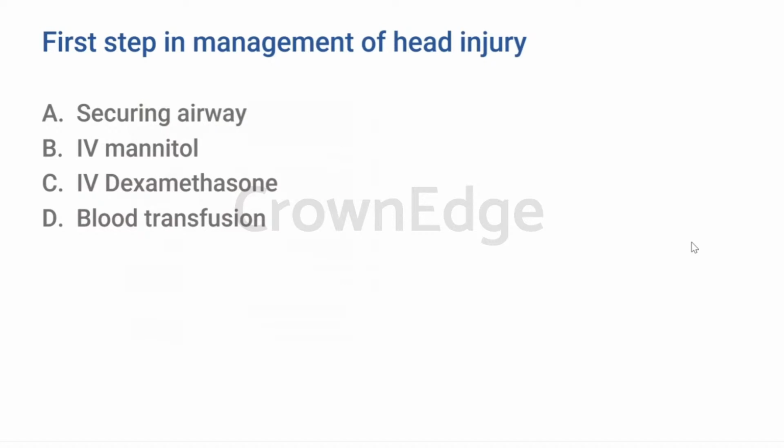What is the first step in management of head injury? Option A, securing airway. B, IV mannitol. C, IV dexamethasone. D, blood transfusion. Okay, so I'd like you all to know when each of these steps is necessary.